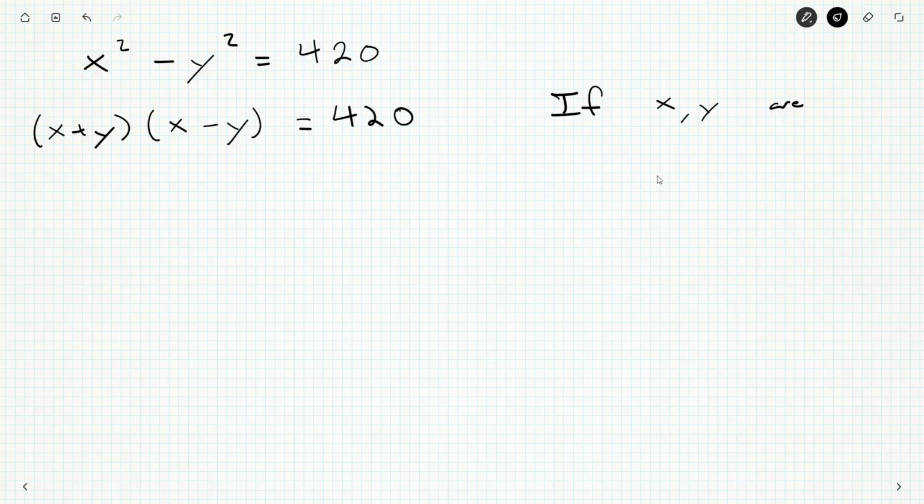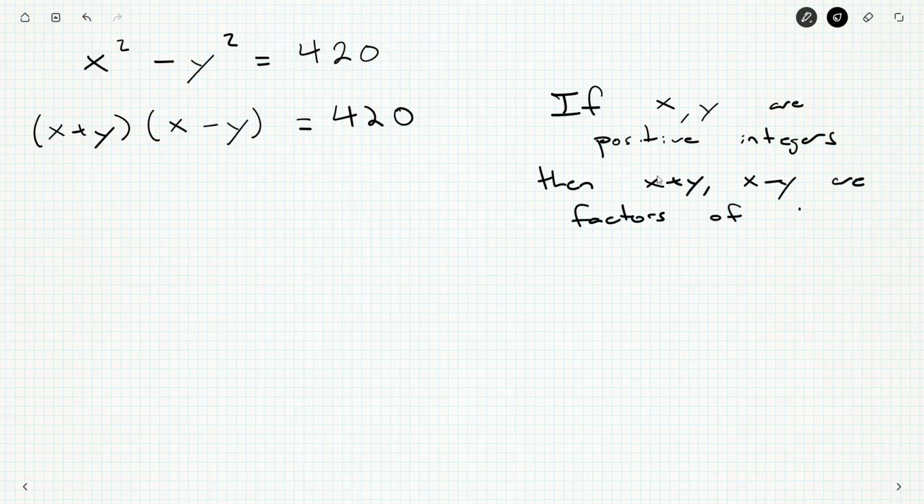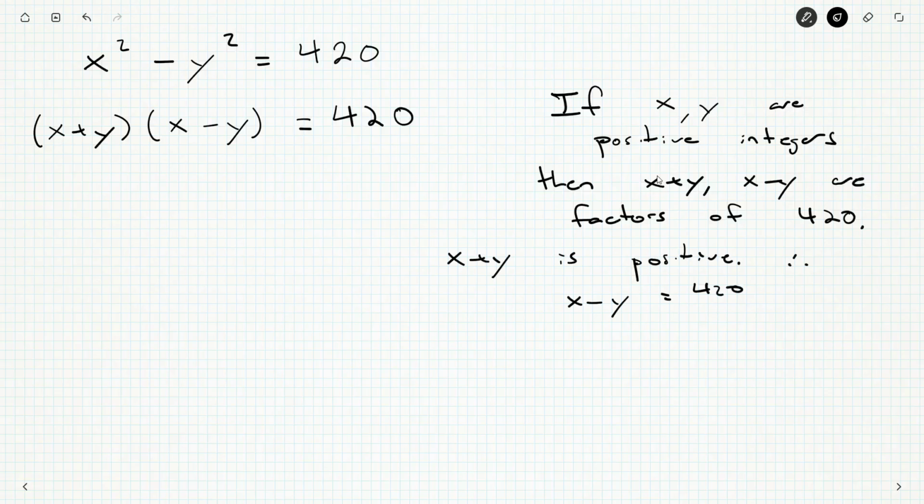And so now, and this is explanation that we need to write out, if x and y are positive integers, and now I'm realizing why they had me say positive integers in part B, because we're about to use it, then x plus y and x minus y are factors of 420. Now, I just said factors. I didn't say positive factors. I can confidently say that x plus y is positive. And that means that x minus y, which is 420, a positive number, divided by x plus y, a positive number, is also positive. So they are positive factors.